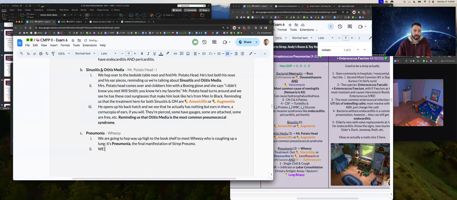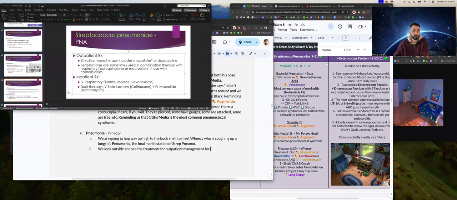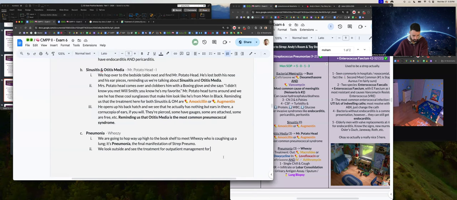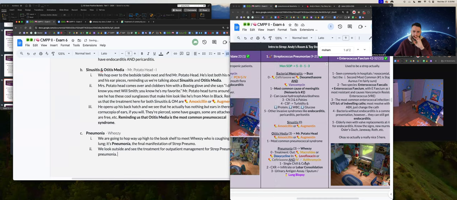We look outside and see the treatment for outpatient management. I think mostly this is community acquired pneumonia, assumed to be strep pneumo. So outside, doxy is going to be a bike for me.